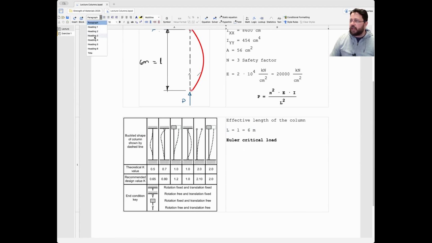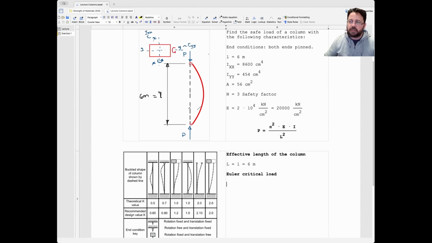So the question Euler is asking is: what's the moment of inertia of the section? This section has two moments of inertia depending on how I look at it. So what do you think is the moment of inertia I should use? The larger one or the smaller one? Because it would make a huge difference, isn't it?